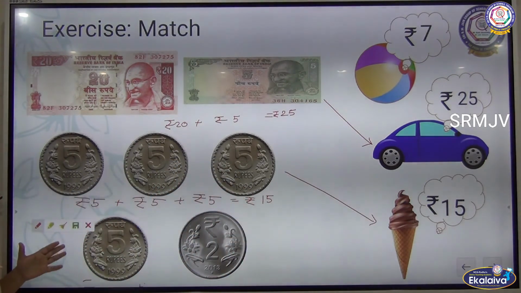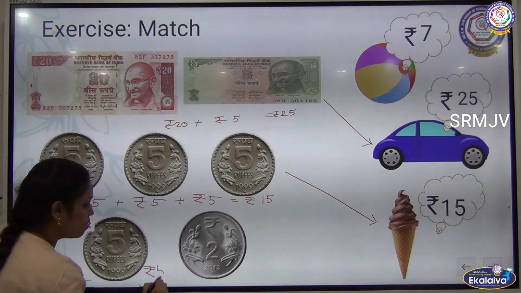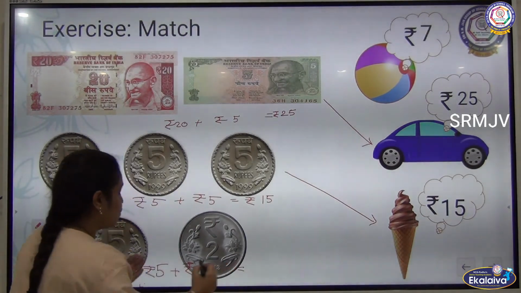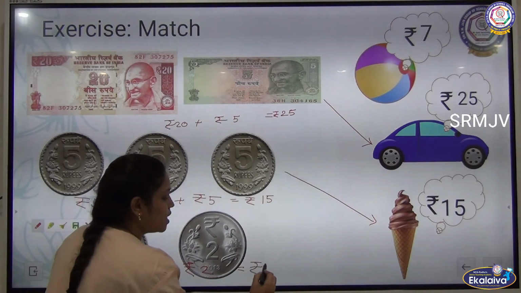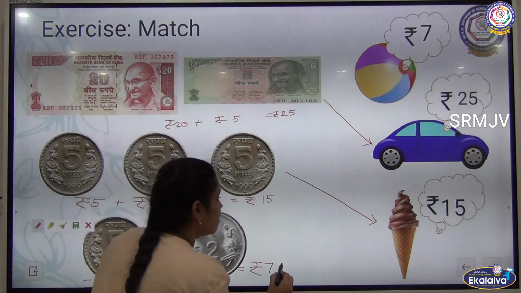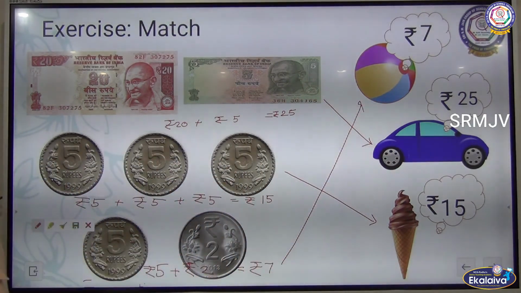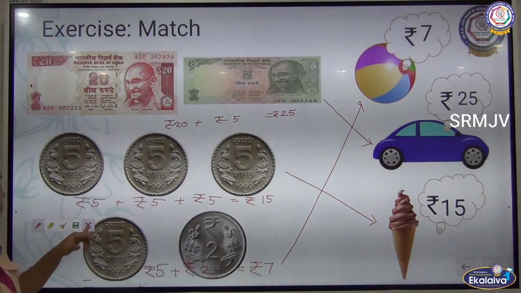Okay, and the next one, rupees 5 plus rupees 2, which makes 5 plus 2. What will it be? Rupees 7. Okay, in this the ball costs rupees 7. So, you can match it. Okay, this is the exercise. You are going to match with the things cost.